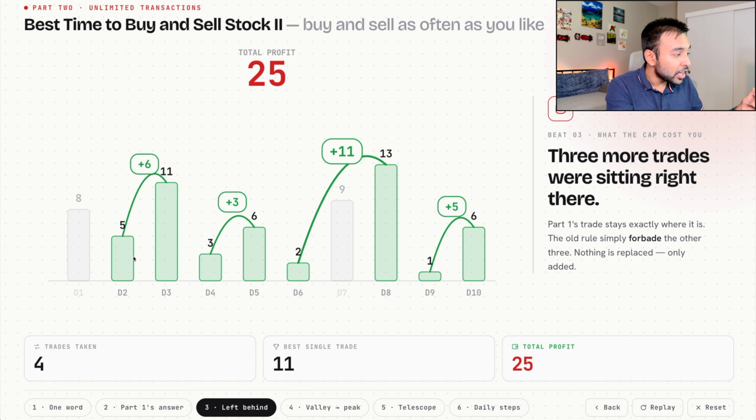So if you are getting this particular trade as your best trade, notice that now you can make multiple transactions. You could have bought on day 2 and sold on day 3. You could have bought again on day 4 and sold on day 5, buy on day 6, sell on day 8, buy on day 9 and sell on day 10. For each of these trades, notice that you are booking a profit. And if you know all of this, you could have booked a maximum profit of 25. And that happens because you were able to do multiple trades.